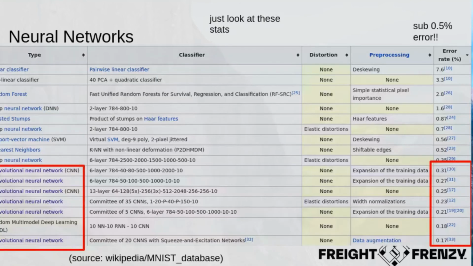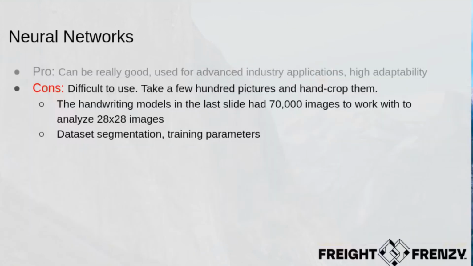Here are some examples of statistics from neural networks. As you can see, some convolutional neural networks have been able to get error rates on the scale of tenths of a percent. And these are great statistics that show that neural networks are very promising for the future of computer vision. However, those successful models in that statistics took 70,000 images of training data to produce. We could only analyze images that were 28 pixels wide and 28 pixels tall, and were all black and white.